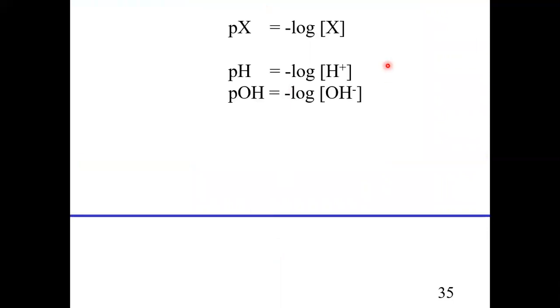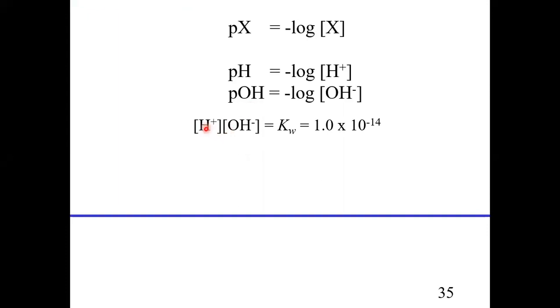So pH. P of any x, P of x, is the minus log of that x. So pH is minus log of H plus, and pOH is minus log of OH minus. Now, why do I need to say this? It's because I don't have a meter that measures basicity. I only have a pH meter, but it's from this pH meter that I can get an indication of how basic my solution is. I'll give you an example.